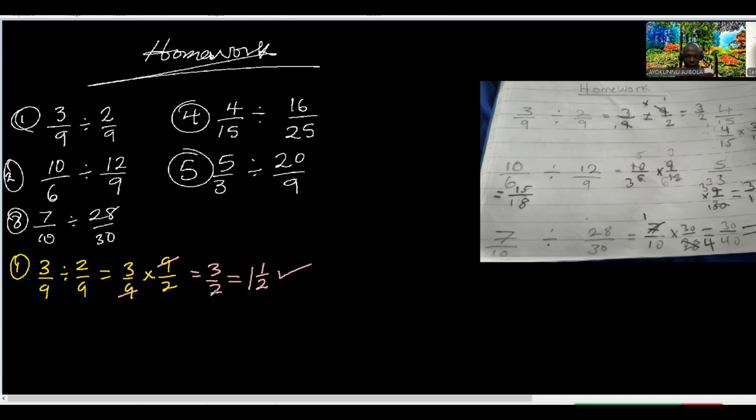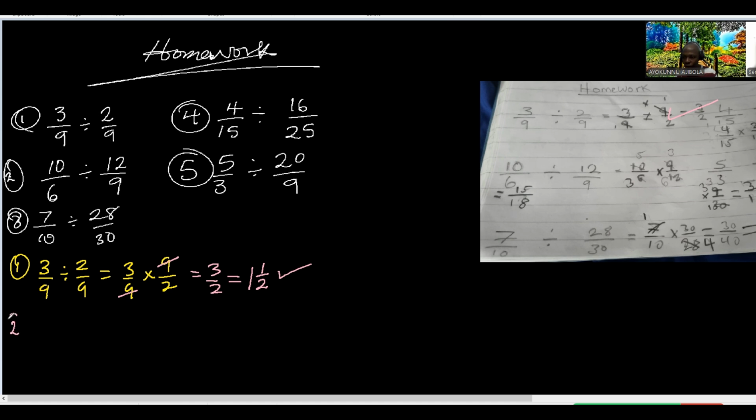Okay. How many 2 is in 3? That's 1, remainder 1 over 2. Good. So your answer is correct, but next time change it to mixed number, okay? That is only when a bigger number is above. But if it's 2 over 3, your answer is correct. So let's take note of that.